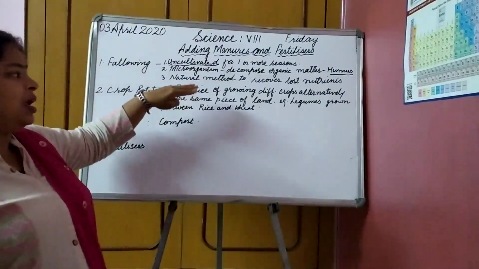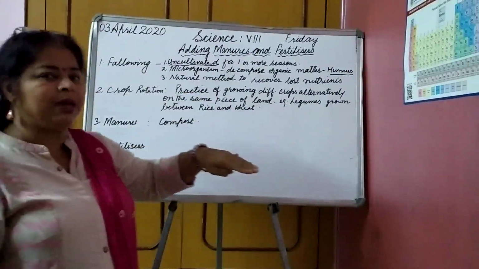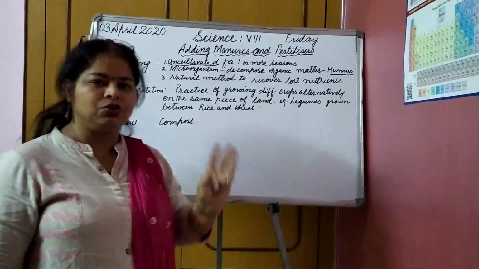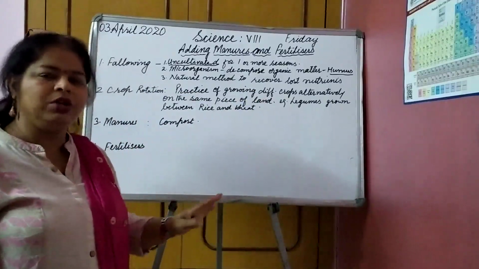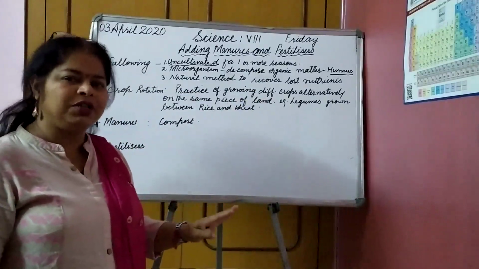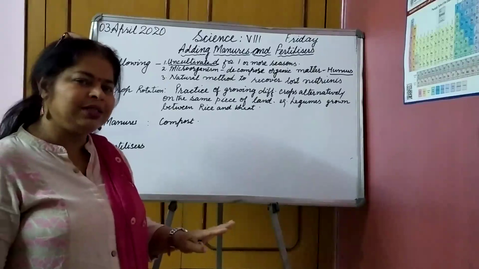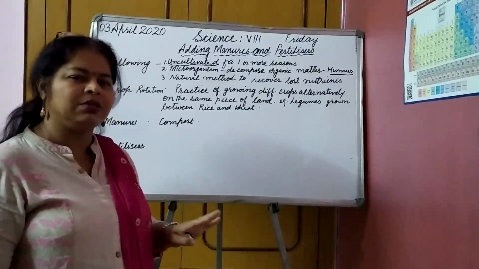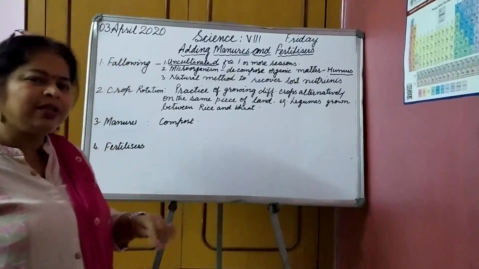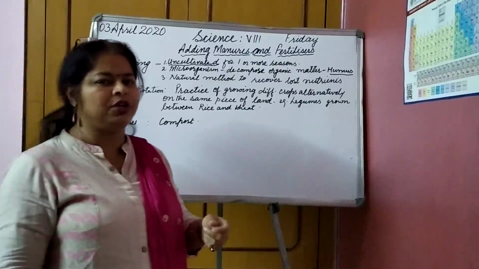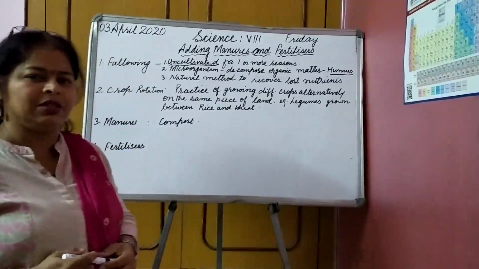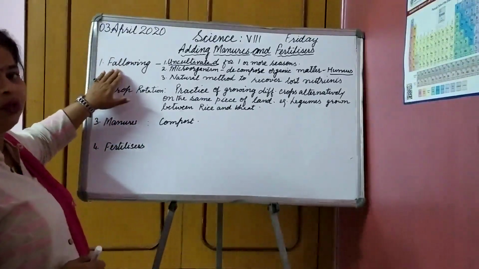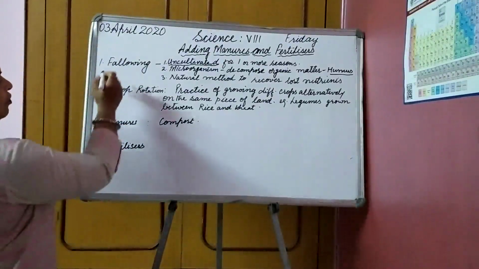Now this is the only natural method to recover the nutrients. We are not doing anything artificial or using man-made agencies, like adding fertilizer or something like this. The land is recovering its nutrients on its own in a natural way. This is called fallowing.